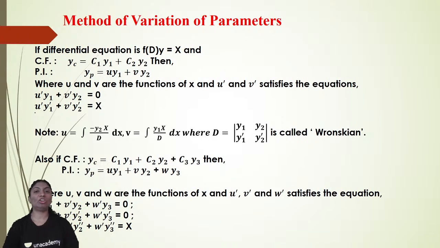But here the method of variation of parameter is a restricted method. It means this method is applicable only when the order of the differential equation is 2 or 3. We can apply it only for these two cases, either order 2 or order 3. You cannot apply this method for order greater than 3 or less than 2. Are you getting it? The simplest method among all three methods is the shortcut method.